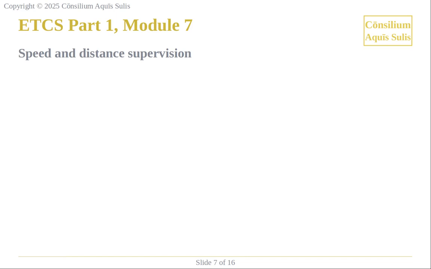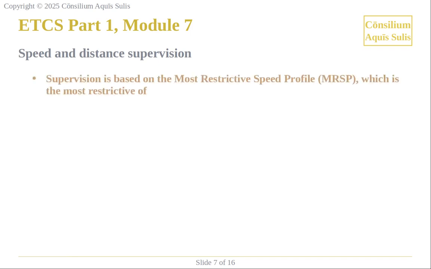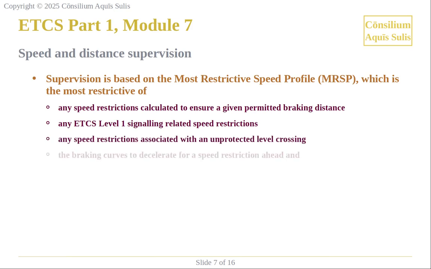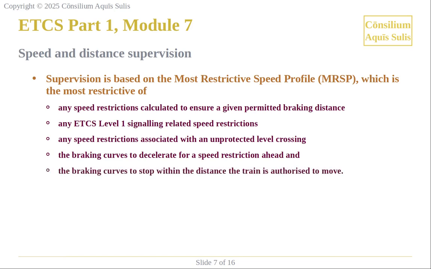Any speed restrictions calculated to ensure a given permitted braking distance, any ETCS Level 1 signalling related speed restrictions, any speed restrictions associated with an unprotected level crossing, the braking curves to decelerate for a speed restriction ahead, and the braking curves to stop within the distance the train is authorised to move.